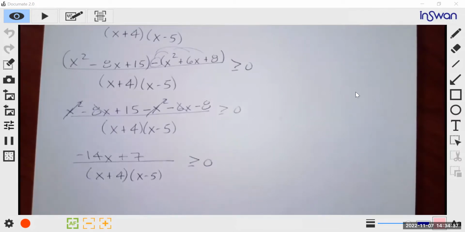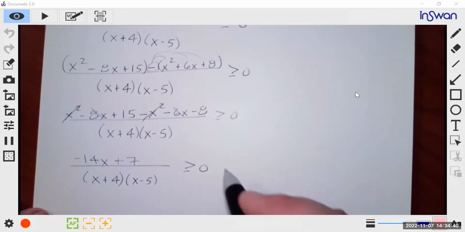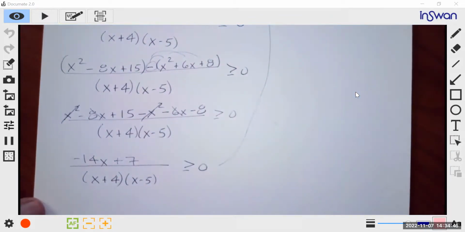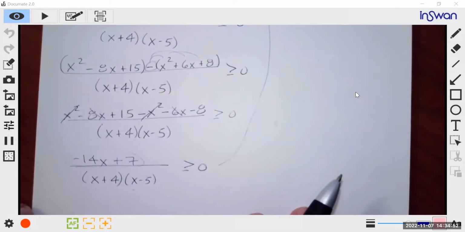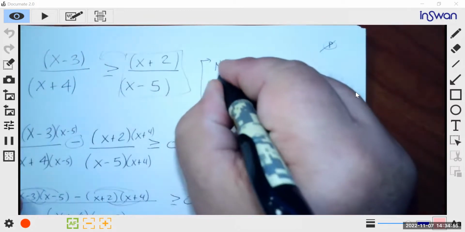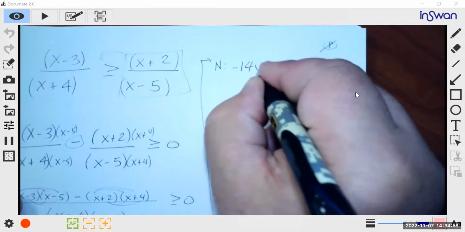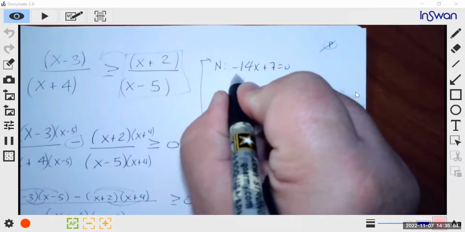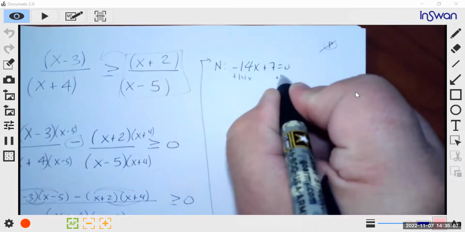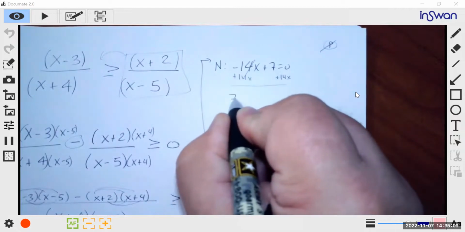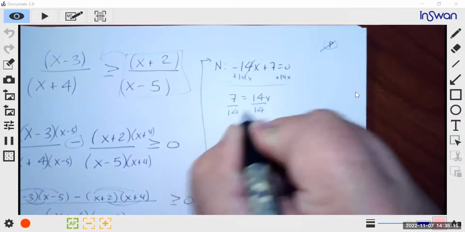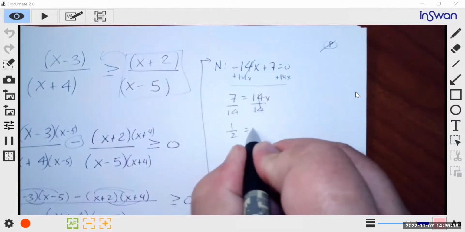So I simplified, moved everything over, simplified it. Now I can take the numerator and denominators and set them equal to 0 to find my critical values. Set the top equal to 0 and the two bottom ones. So I set the numerator, negative 14x plus 7, equal to 0. Add 14x to both sides. 7 equals 14x. Divide by 14. 1/2 equals x.